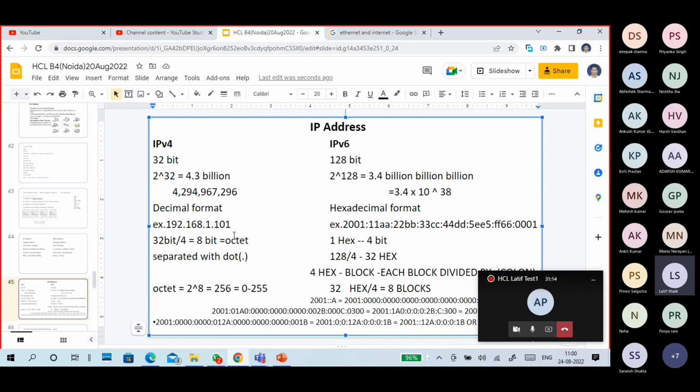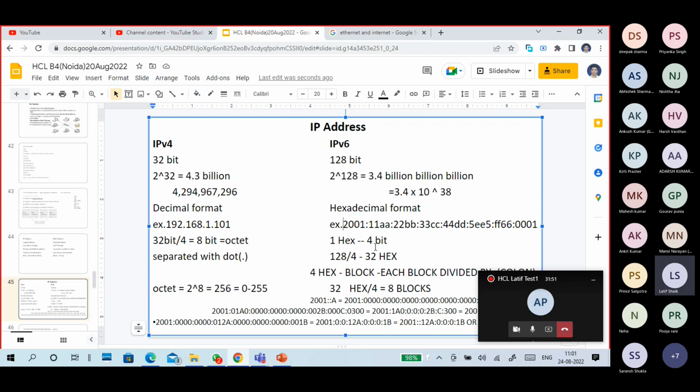Okay, so here, a single IPv4 address of 32 bits is divided into 4 parts. Each part we call an octet, and they are separated by dots. In IPv6, each part we call a block. Each block contains 4 hexadecimal numbers. Totally there are 8 blocks, and these 8 blocks are separated with a colon.